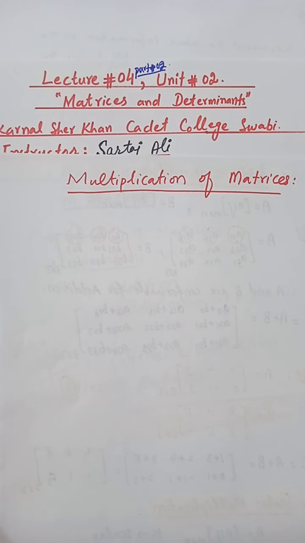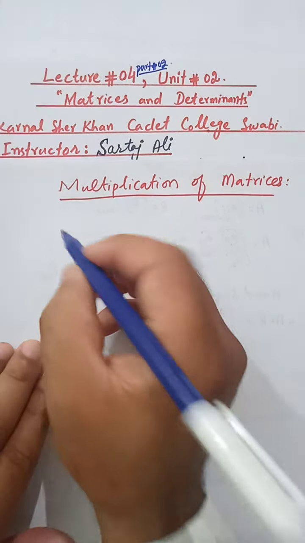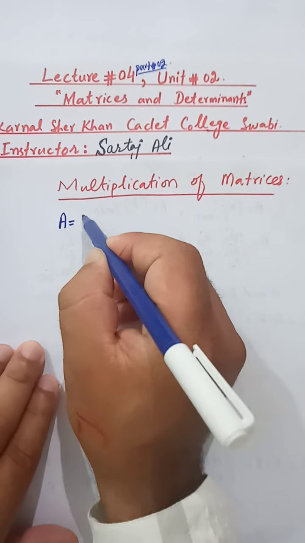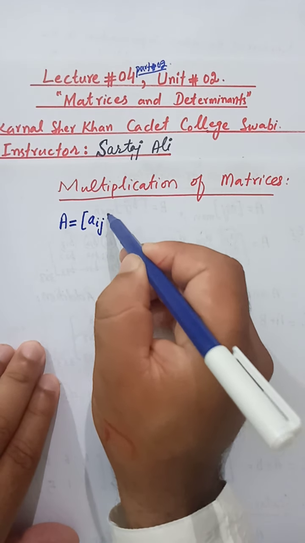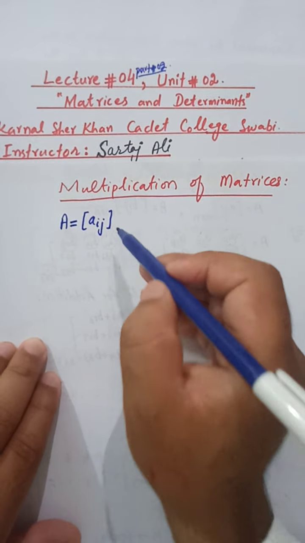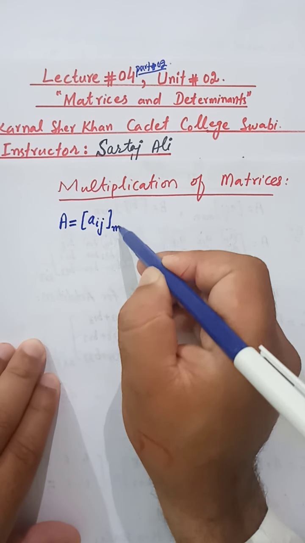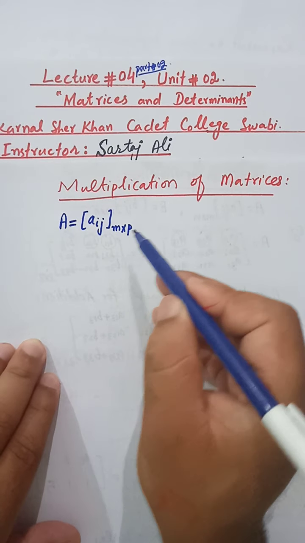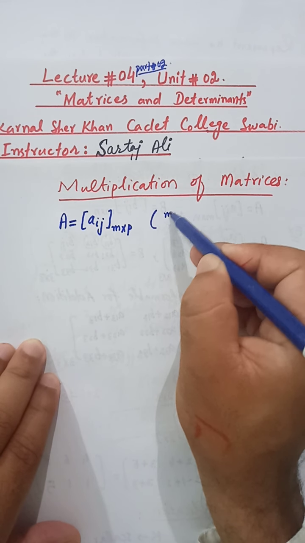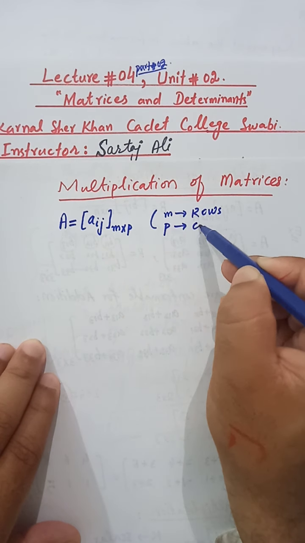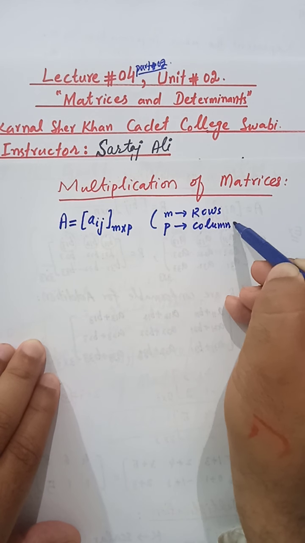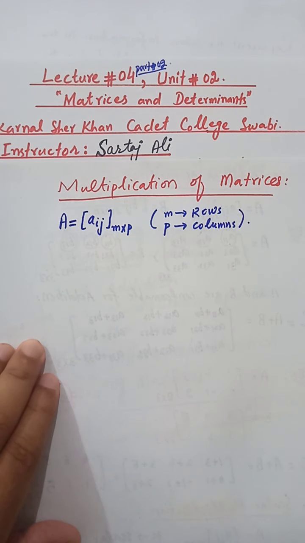Let us consider two matrices. Let's say the first matrix is denoted by capital letter A and has elements of the form Aij, and the order of this matrix is m by p, meaning this matrix has m rows and p columns. The order of this matrix is m by p. This matrix is written in the general form.